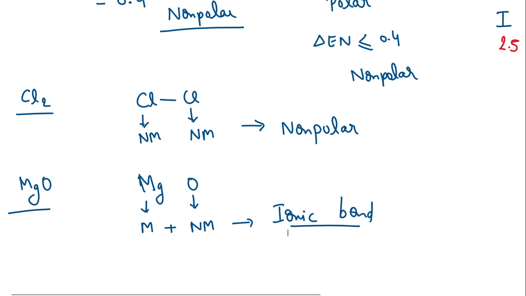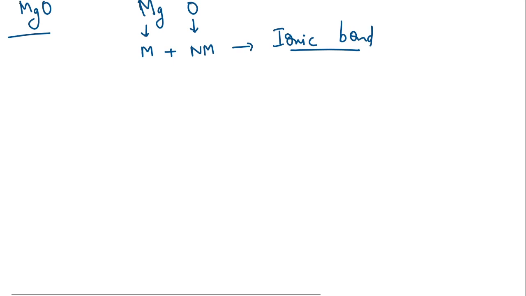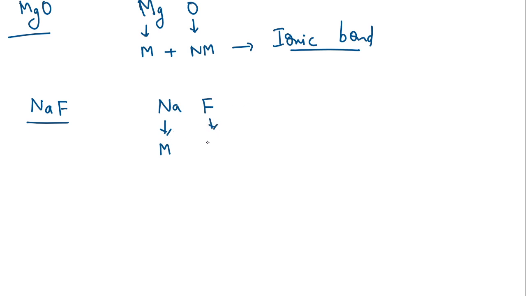Our next molecule is NaF, sodium fluoride. So in NaF, both atoms are different, and sodium is metal. We all know sodium is metal, and fluorine is a halogen, and it is non-metal. So this is the indication of ionic bond. So in this, ionic bond is present.